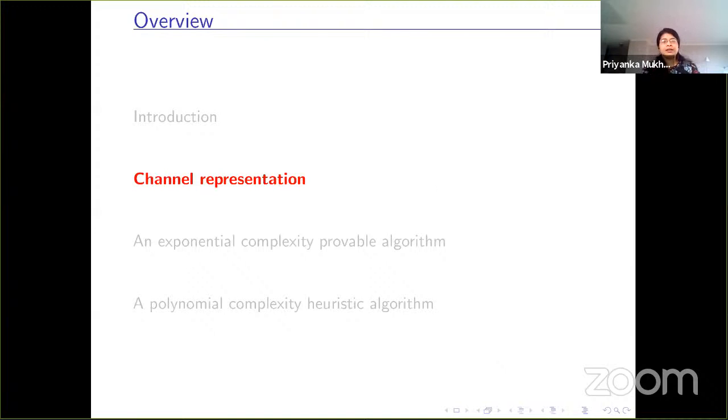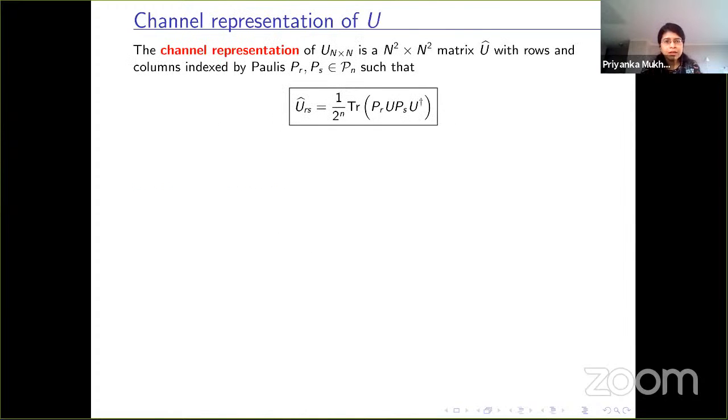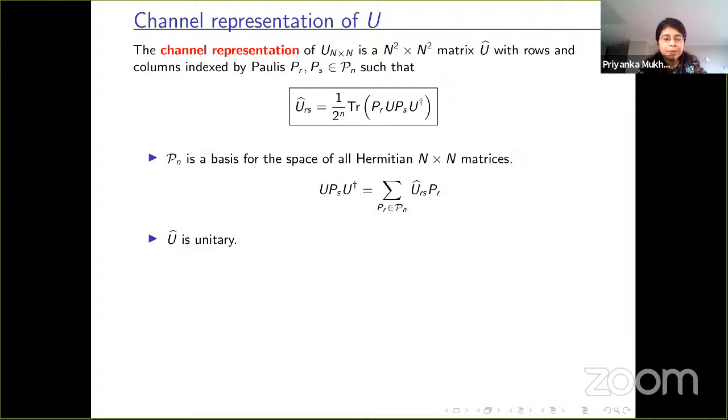So now I'll talk about channel representation, because both our algorithms work with the channel representation of unitaries. Given an n cross n unitary, its channel representation is an n square cross n square matrix with rows and columns indexed by n-qubit Pauli operators, and each entry is given by 1 by 2 to the power n times the trace of P_R U P_S U dagger. This comes from the fact that the n-qubit Pauli operators form a basis for the space of all Hermitian n cross n matrices.